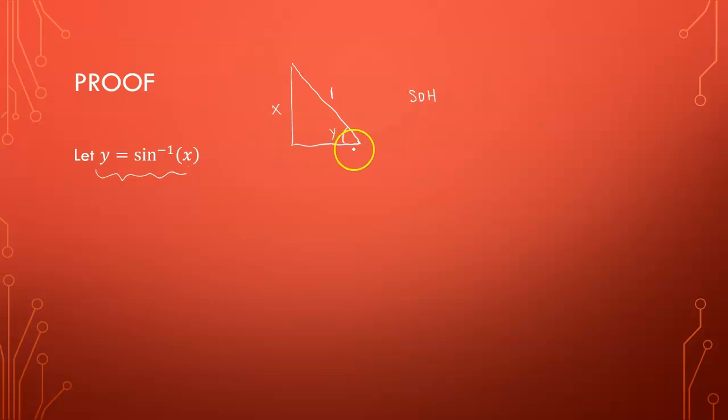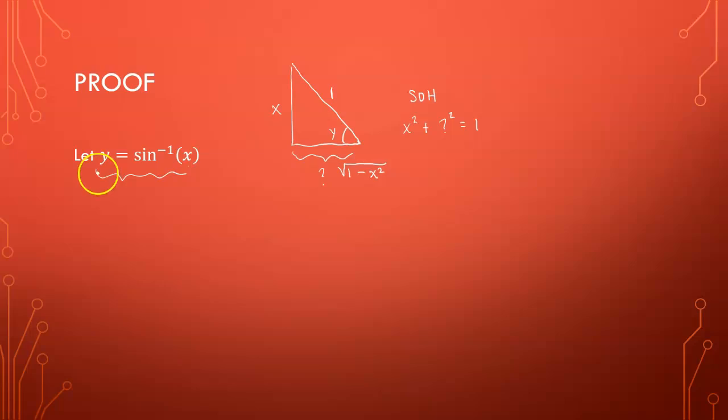This is a right triangle, so I know that x squared plus this distance squared is equal to 1 squared. So if I want to solve for that, I know that this distance is going to be the square root of 1 minus x squared. That's just the Pythagorean theorem, figuring out the missing side length. Okay.